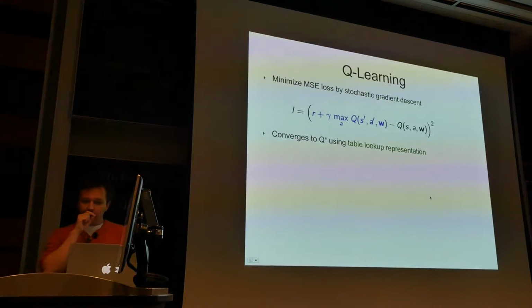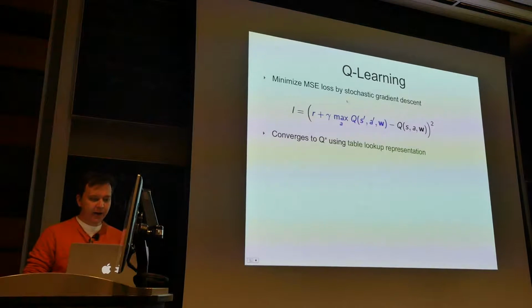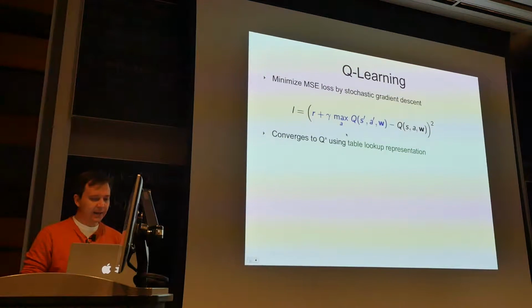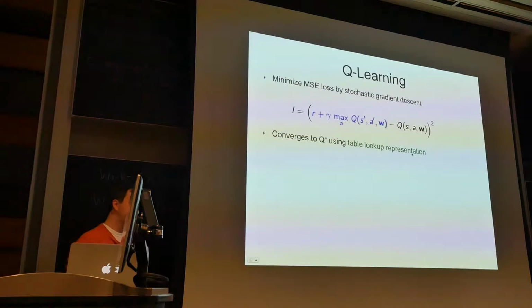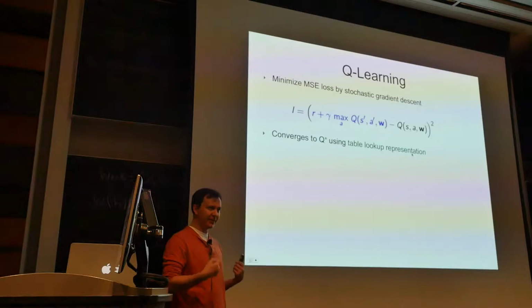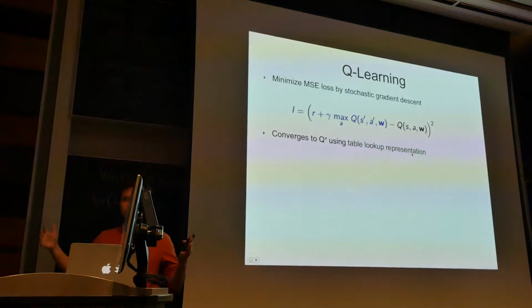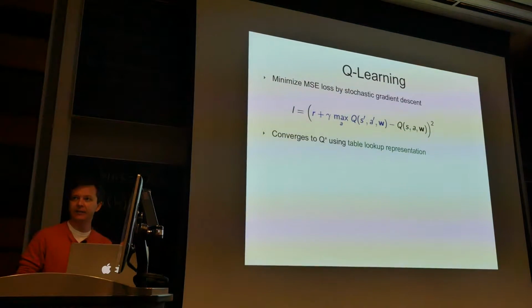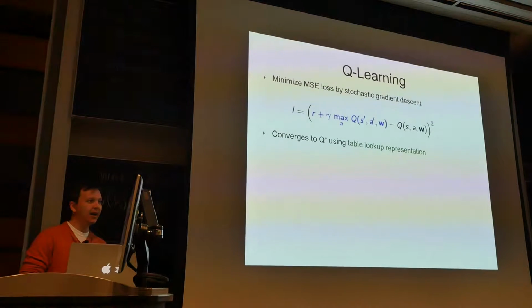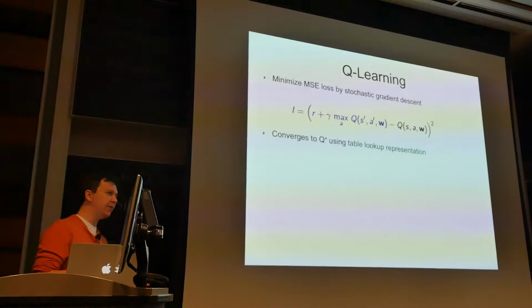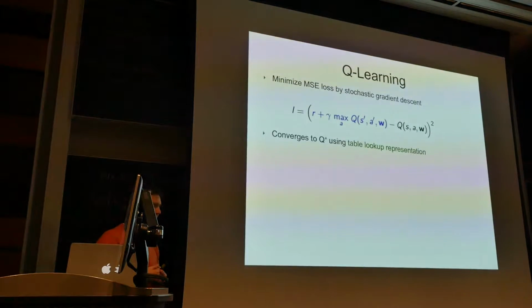Now, you can minimize the mean squared error loss by stochastic gradient descent, and you can show that it will converge to the optimal Q value if you're using table lookup representation. Table lookup representation basically means that your state is discrete, your actions are discrete, so it's just one big table, right? There are certain theorems you can look at, but it's basically saying if your state is finite and your actions are finite, then you get the optimal representation.